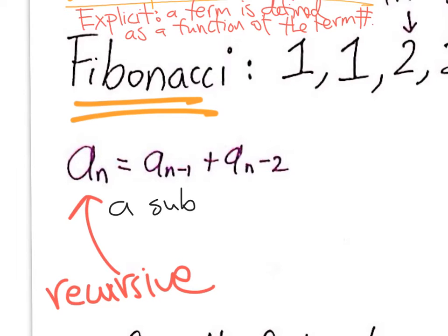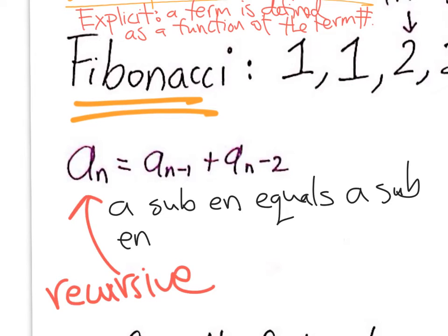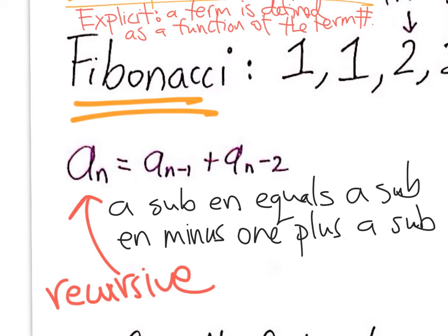A sub n equals, because if you do this now, you'll be saying it correctly forever, and you'll have a happy life. A sub n equals a sub n minus 1 plus a sub n minus 2. How do I spell 2? 2. Okay.